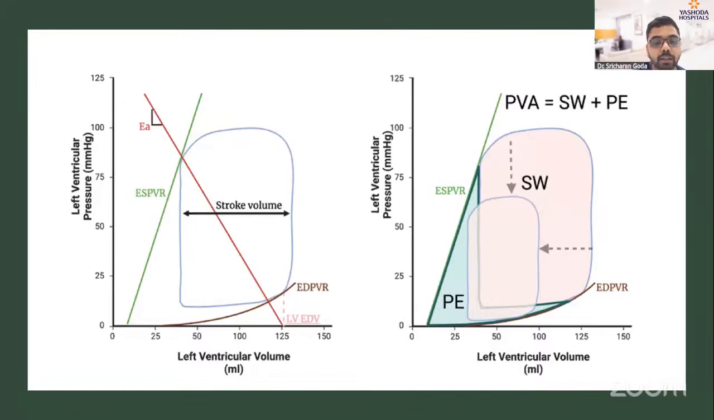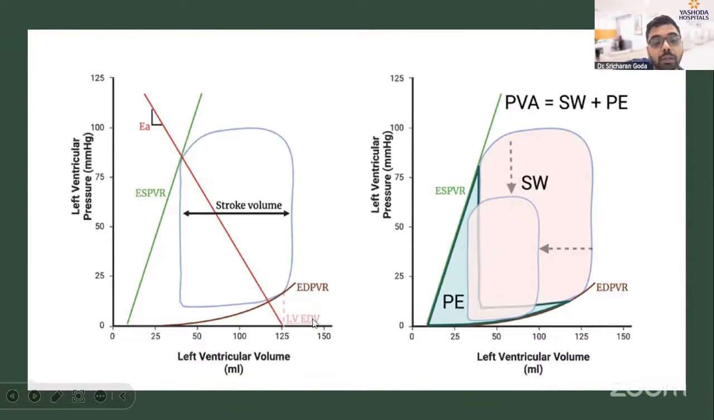So to understand the normal pressure volume loop, we can see it in this particular slide, on the left side, which shows left ventricular pressure on the y-axis and left ventricular volume on the x-axis. The right lower point essentially determines the left ventricular end diastolic volume, whereas the left apical point determines the left ventricular end systolic volume.